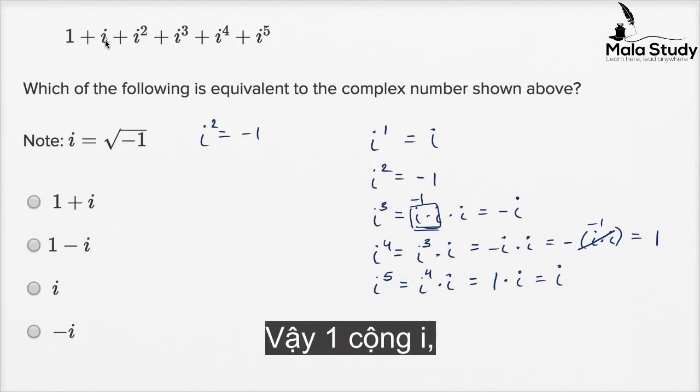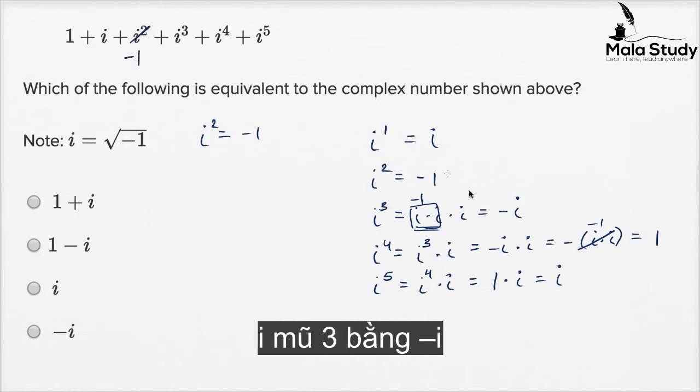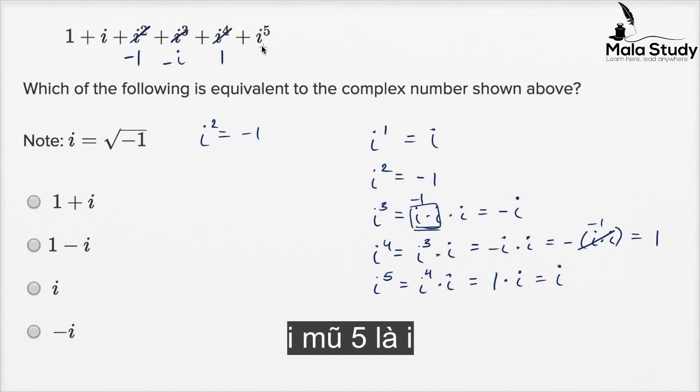So 1 plus i squared, this is negative 1. i to the third is negative i. i to the fourth is 1. And then i to the fifth is i. This is i. All right.